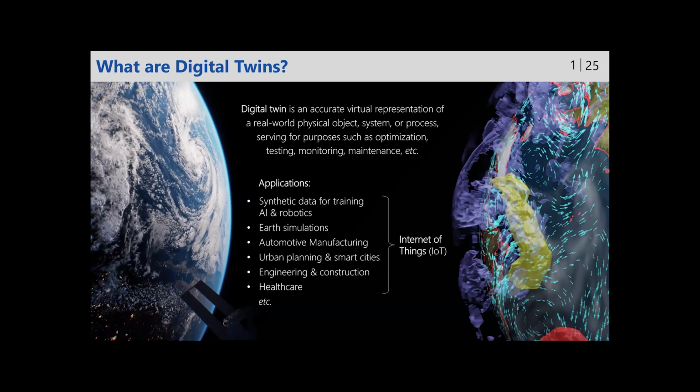You may have already heard about them in mass media and in different other aspects. Overall, a digital twin is an accurate virtual representation of a real-world physical object, system, or process, which we may need to optimize, test, monitor, or maintain. So it's a very general definition. And why do we need digital twins, and why are they becoming more and more important in our everyday life?